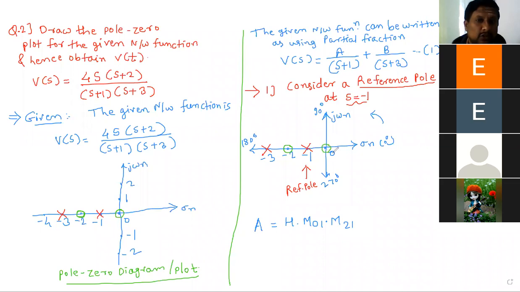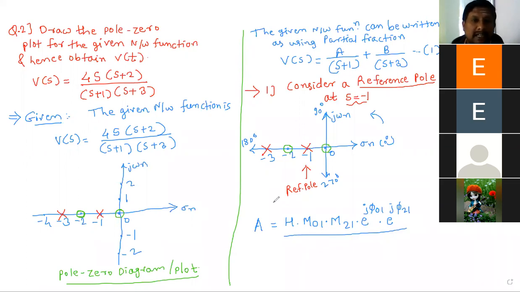Where is the first zero? At the 0 location. The distance from 0 to the reference pole is m 0 to 1. Where is the next zero? At minus 2. So m 2 to 1. The second position is always for the reference pole, remember that. Don't write m 1 0, m 1 2, that is not acceptable. The distance will not change, but the angle will change. Now next, the angle you have to write in the numerator: e raised to j phi of 0 to 1 into e raised to j phi of 2 to 1. That is in the numerator.